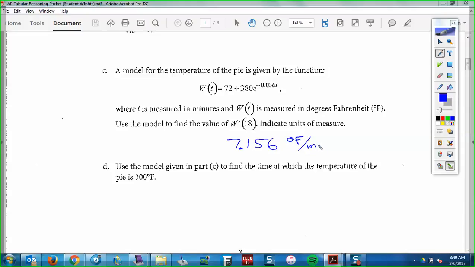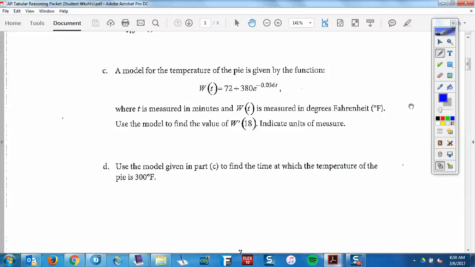Degrees Fahrenheit per minute. Does that make sense anyway? So that's all it is. Just do the derivative, put in an 18. So this is going in reverse of what we were just talking about. Here's degrees. You do the derivative, you got degrees per minute. Okay? When would the temperature of the pie be 300? Put a 300 right there and do a solve on your calculator. Okay?